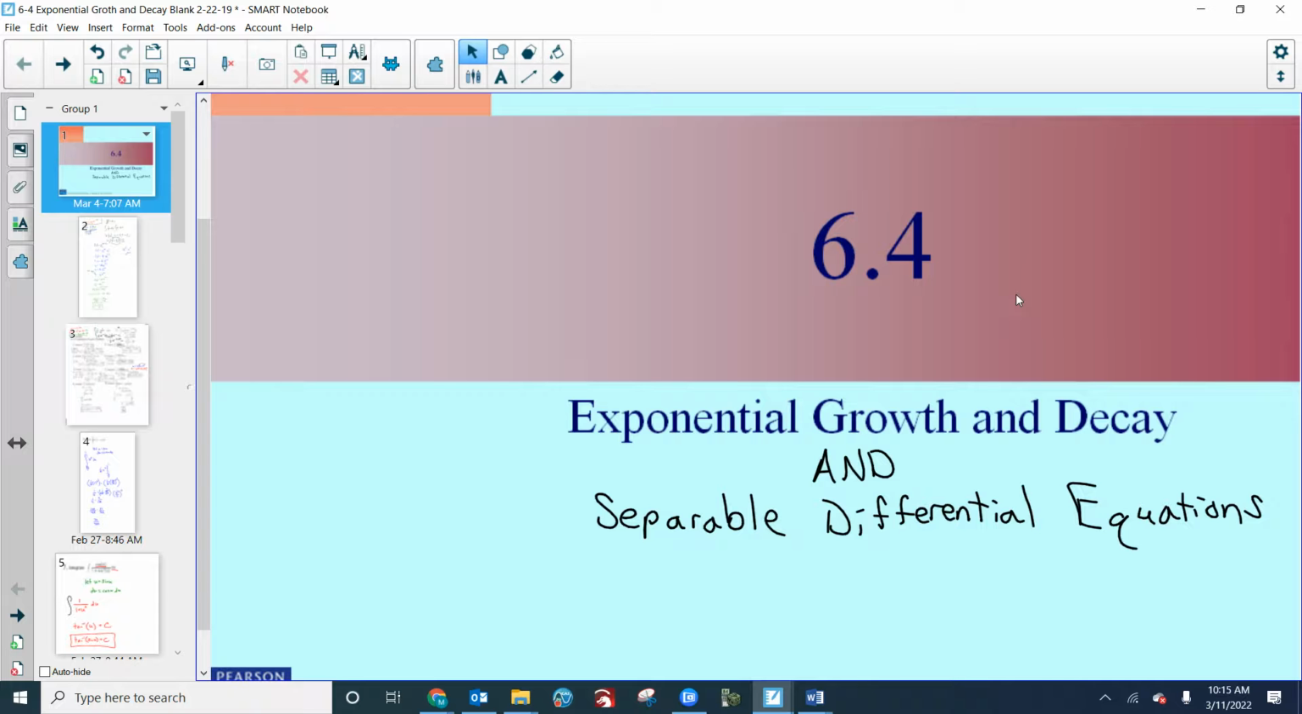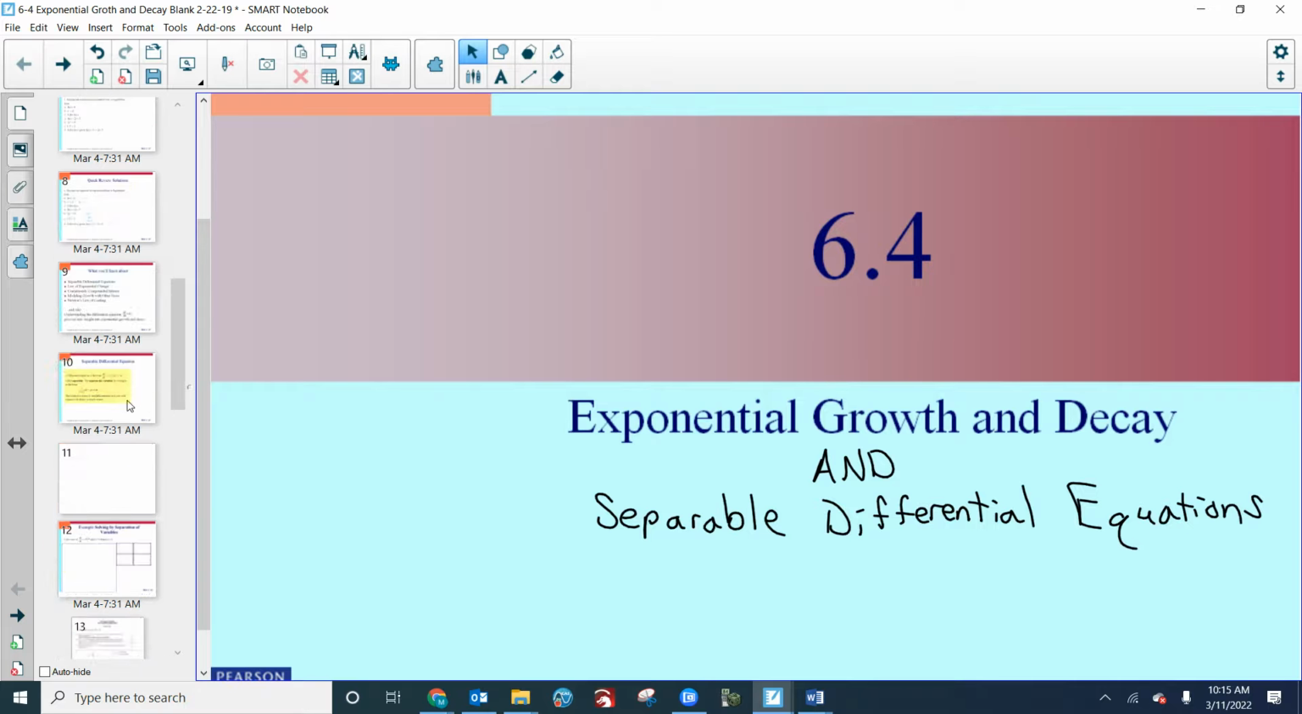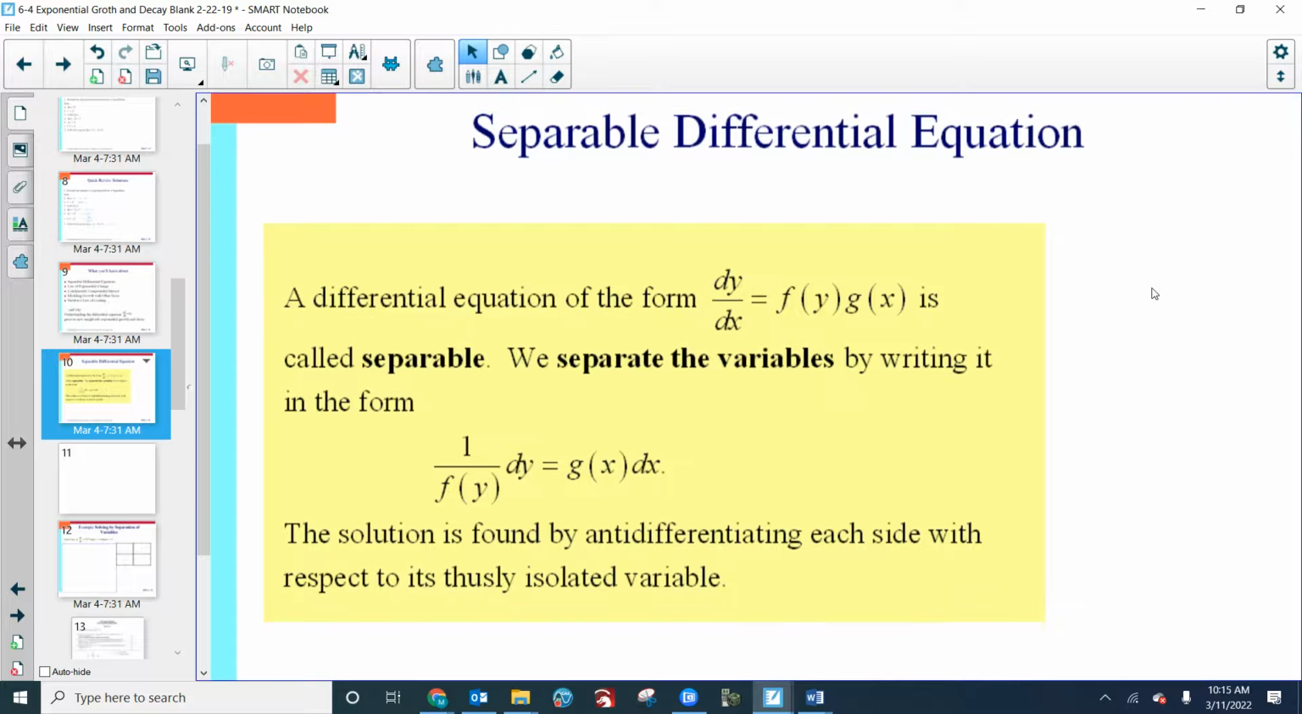Today, we'll just touch on exponential growth and decay and separable differential equations. So what is a separable differential equation? Well, it's of the form f of y times g of x. It's called separable because you can algebraically separate them, with the y's with the dy and the x's with the dx's.